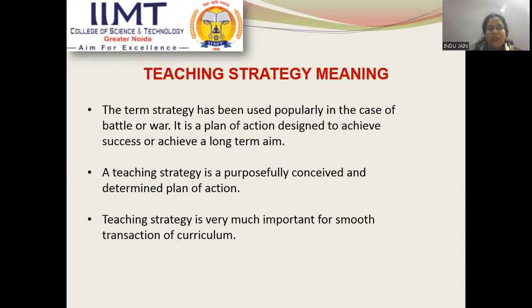Teaching strategy is a purposefully conceived and determined plan of action. It means a teaching strategy is framed according to some purpose, or to fulfill some purpose. Our teaching strategy is very much important for a smooth transaction of the curriculum.